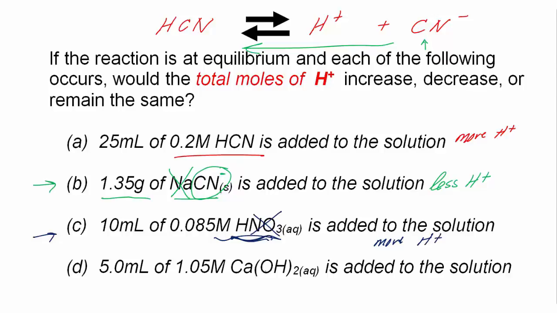5 mL of calcium hydroxide is added. Do you recognize this? Strong base. So we're adding hydroxide. Well, that will remove the hydrogen ion, right? So we'll have less hydrogen ion because it will be reacting.